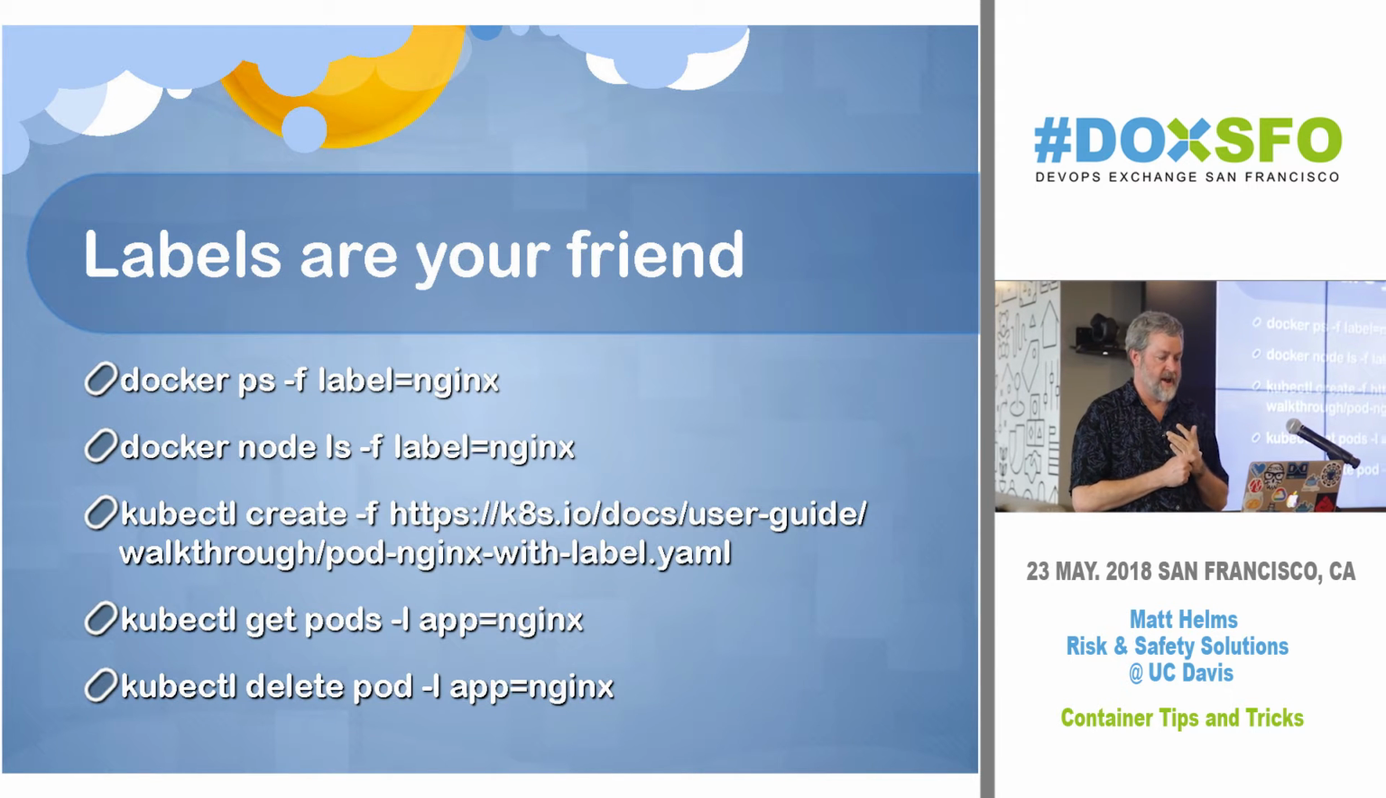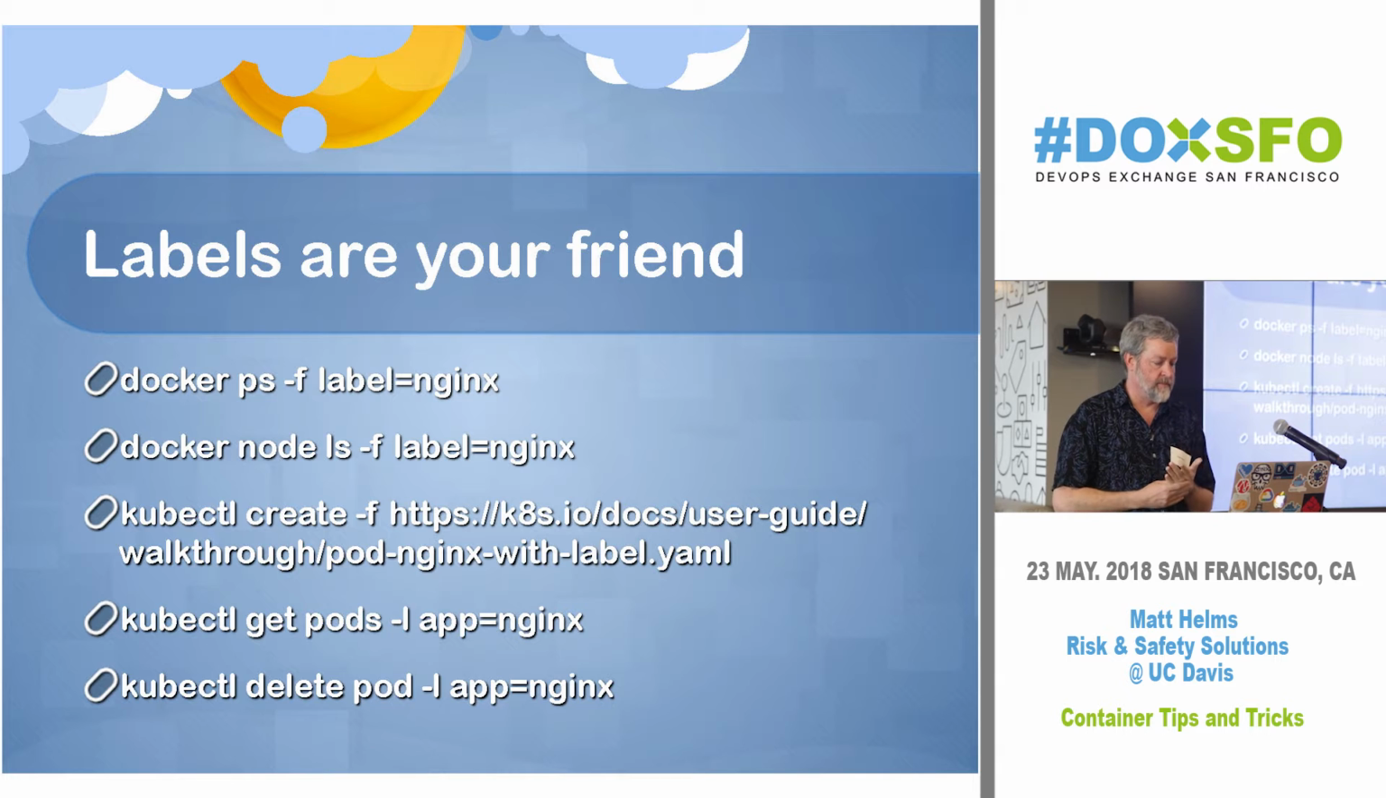Okay, labels are your friend. I have some examples here of labeling your Docker container, using a label with your node, your Kube containers. If it's all right with all of you, I'll just do the command line stuff after, so that I can go through the slides, since that way I'm not jumping back and forth between the slides and the command line.